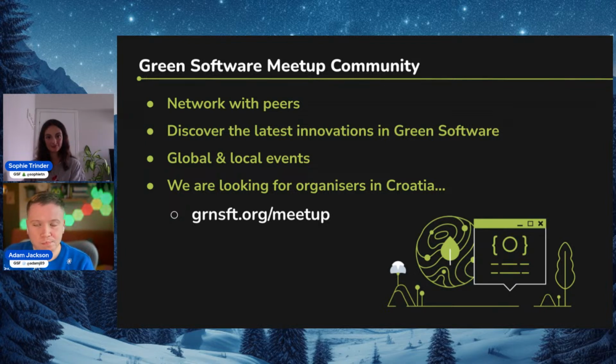There are about, I think, 36 meetups today across 17 countries. Our newest meetup is just being set up right now in Turkey, and we hope to see even more countries and more cities set up their own meetup community. You can see the global map at greensoftware.foundation/meetup. Please do get in touch with us if you're interested in setting up your own green software meetup.